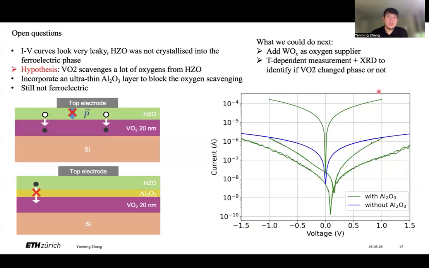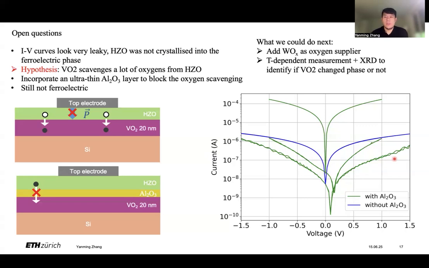To test this hypothesis, we decided to make another chip by introducing an alumina intermediate layer to block the oxygen transfer between the VO2 and HfO2 superlattice. In principle, the oxygen scavenging effect could be solved. However, for the results, we indeed reduce a little bit of the leakage, but we are still not ferroelectric yet.